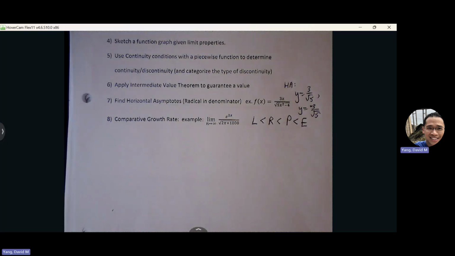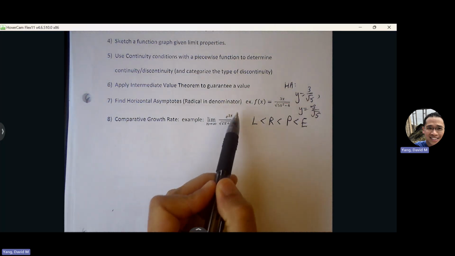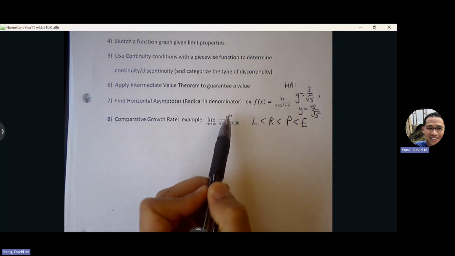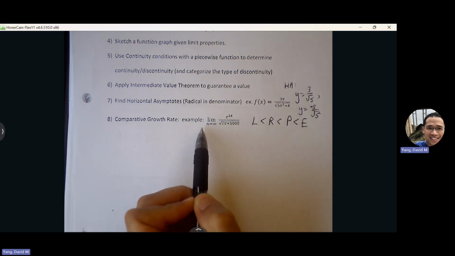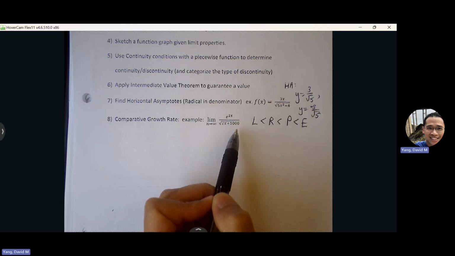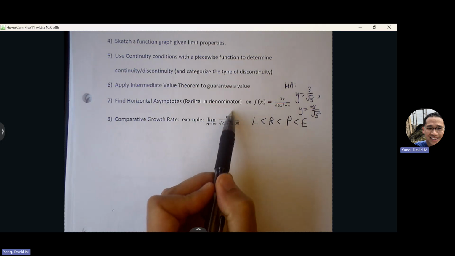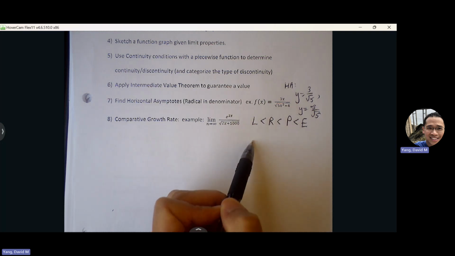And then comparative growth rates. This is where we have to look at the relationship between logs, radicals, polynomial, and exponential, and decide which is growing faster, above or below. Logs is slowest, radicals is next slowest, then polynomial, algebraic, and then exponential. So if the faster one is up top, then you plug in infinity, and you know it's going to go to infinity or negative infinity, and you test 100. If the faster one is below and the slower one is above, then the fraction is getting smaller and it's going to be equal to 0.